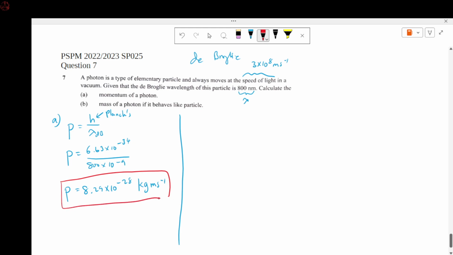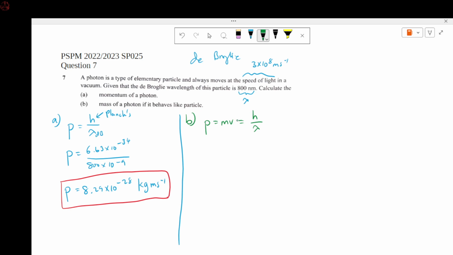For B, calculate the mass of the photon if it behaves like a particle. So for a particle, you will have p equals mv. And then you remind yourself that you have the de Broglie wavelength, which equals h over lambda, which is what you already calculated.